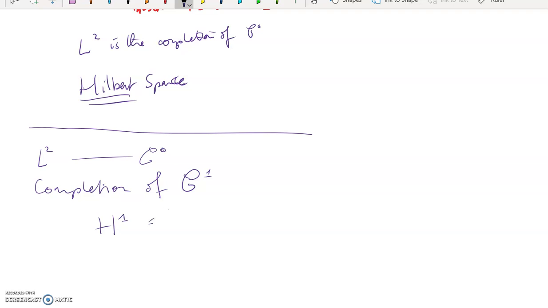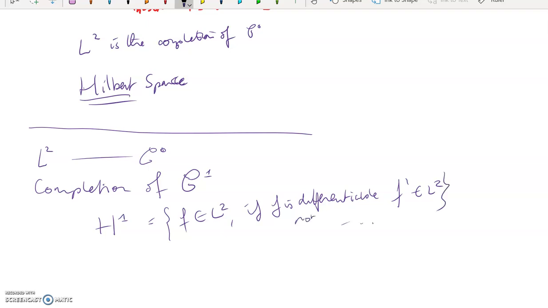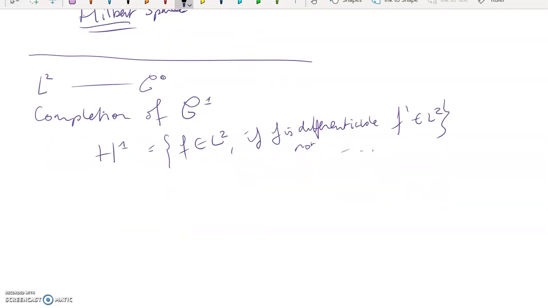So H1 is going to be like: f is in L2 and if f is differentiable, then f prime is also in L2. Otherwise, we can define some other notions that are close to differentiability, but at that point, let's just say f is differentiable. And if f is not differentiable, well, we can find some other ways to go around this problem. Okay, and so you would also have a norm that comes from an inner product, and you can define the inner product in H1. So that's really for your culture, guys.